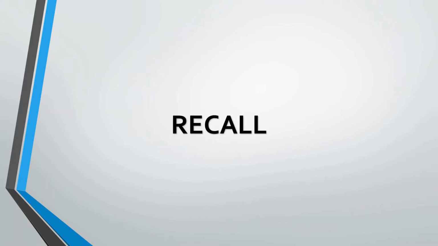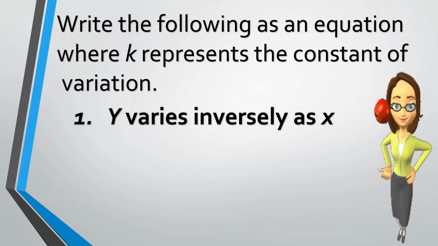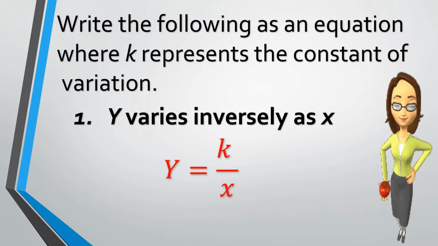Let us recall how to write the statement in equation. Let us write the following as an equation where k represents the constant of variation. Number 1, y varies inversely as x. So we write that as y is equal to k over x. And that is the inverse variation.